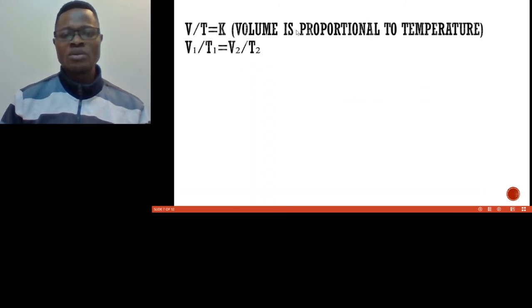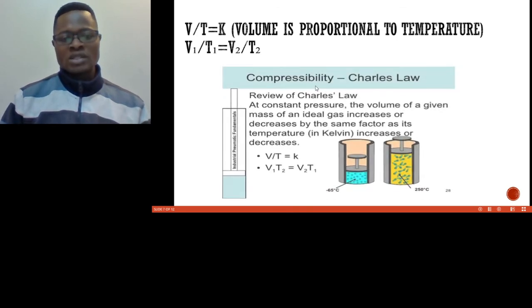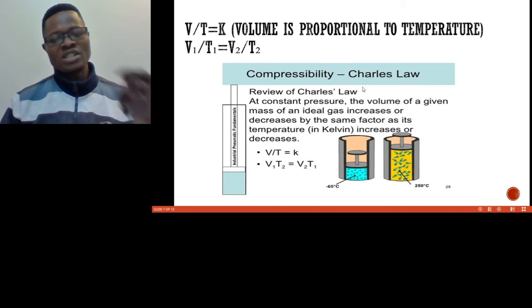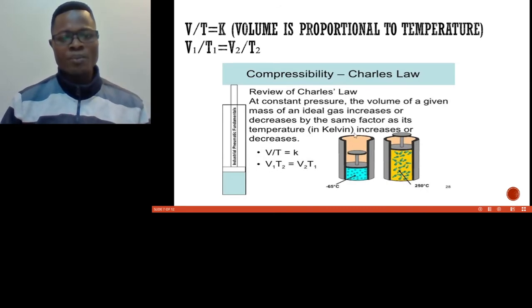Of course, the volume, as I said earlier, is proportional to temperature. So V1 divided by T1 equals V2 divided by T2. So this is a compressibility of Charles' law. When we talk about compressibility, we simply try to review Charles' law, the definitions, and how this can be applied. Now look at this virtual representation.